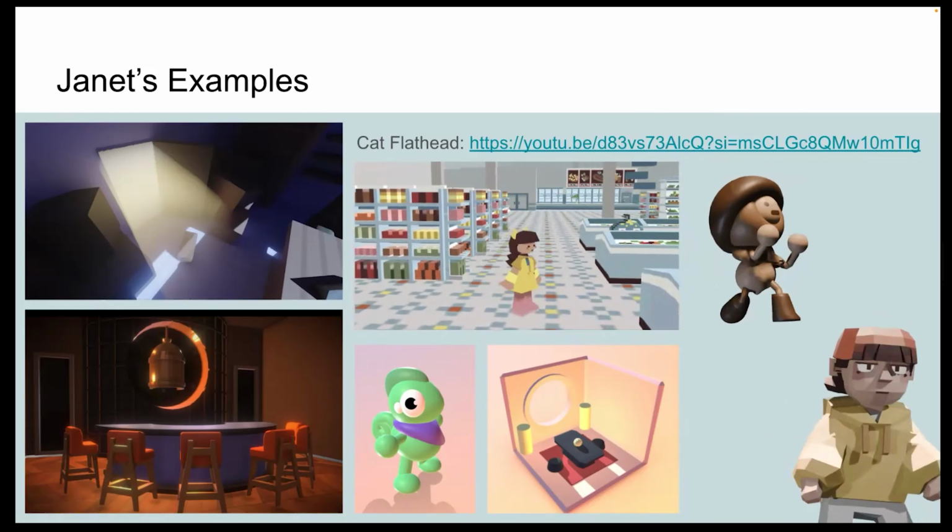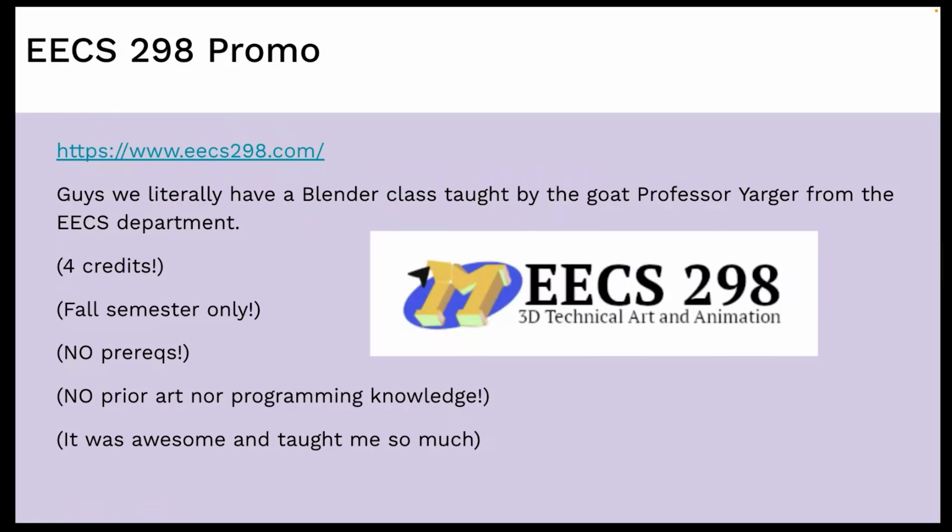Okay. And so here's the class we were talking about, EECS 298. You can check more of it on the website, but it's taught by Professor Yarger, who's the game dev professor here, and he's really cool. It's 4 credits, fall semester. And don't worry, you don't need to know programming or art or any of that. No prereqs. It was a lot of work, but we learned a lot.